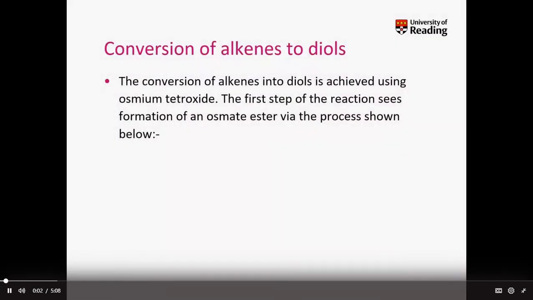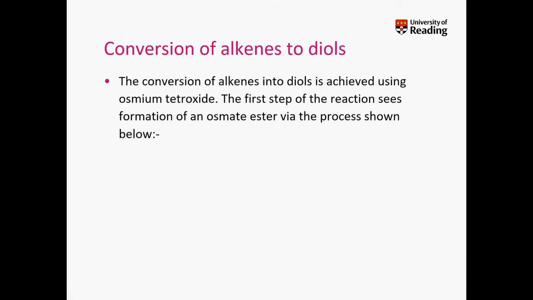Okay, so the conversion of alkene to diol is made possible by osmium tetroxide. If we look at the structure of that, we can see we have this osmium metal center, and it's surrounded by 4 oxygen atoms which it's double bonded to. And then we have our model alkene.